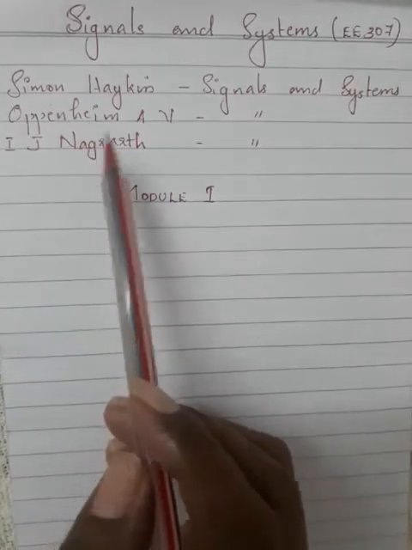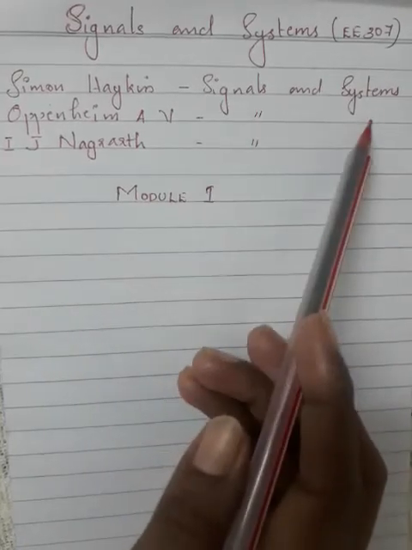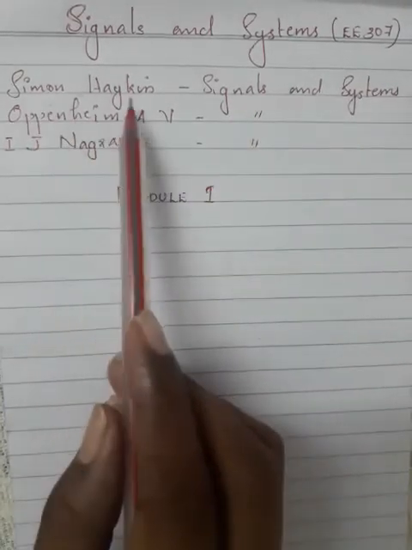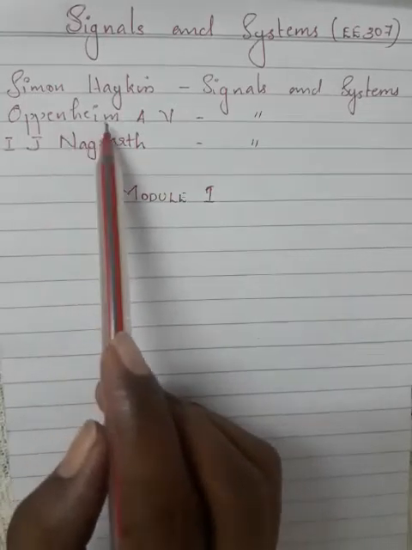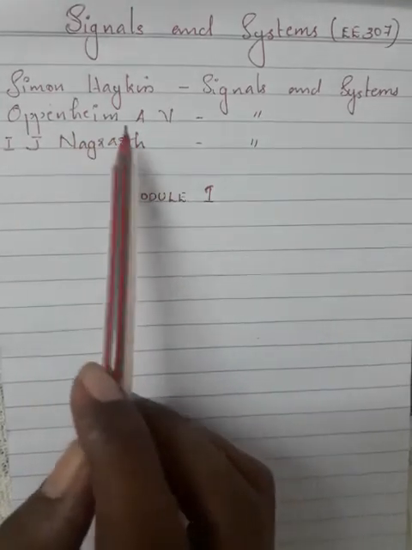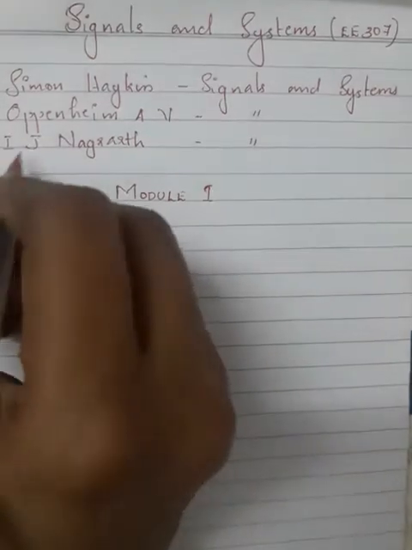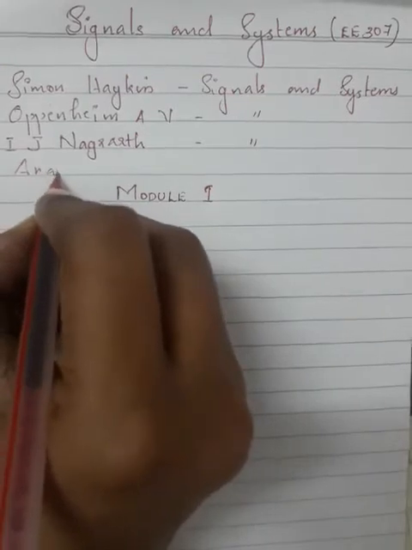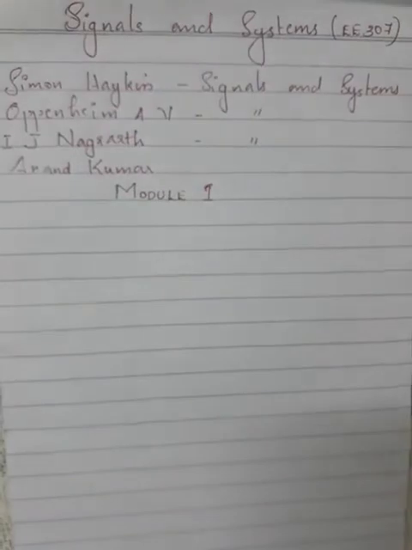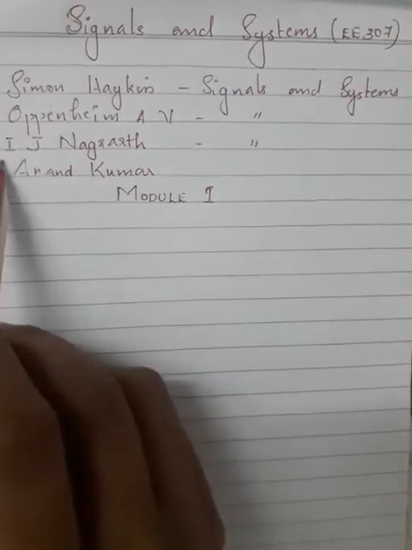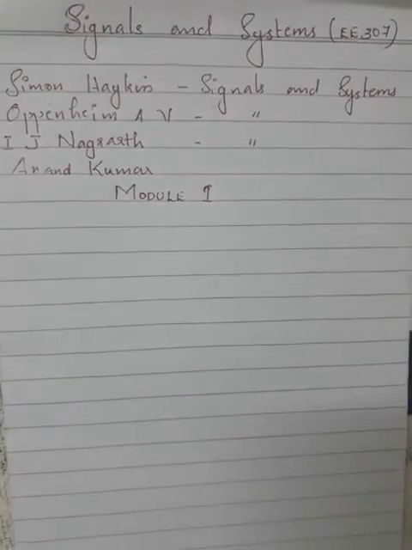All these three are named with the same title, Signals and System. One is written by Simon Haykin, another one is by Oppenheim, and the third one is by Nagrath. These are the three reference textbooks provided in your syllabus. Also, you can use another textbook, Signals and System by Anand Kumar, which is also available in our library, which is also a simple textbook.